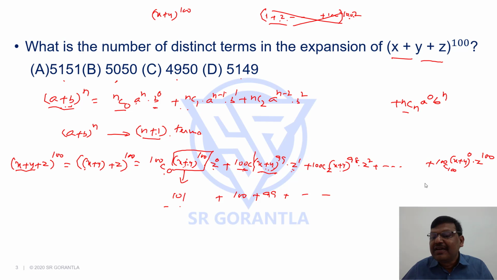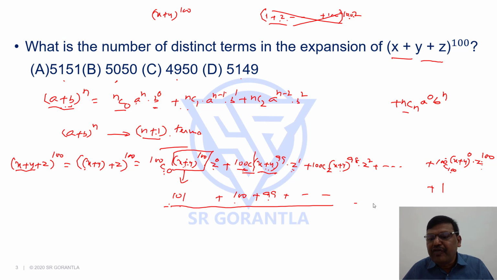If you look at the last one, 100C100 is 1, (x + y)^0 is 1, and z^100 means there is only one term. So now, how many distinct terms are there? The first term, when I expand, gives 101 terms. The second term gives 100 terms, then 99 terms and all that.